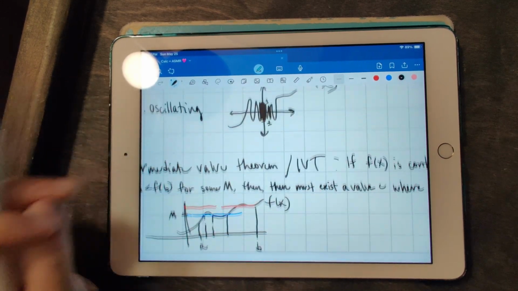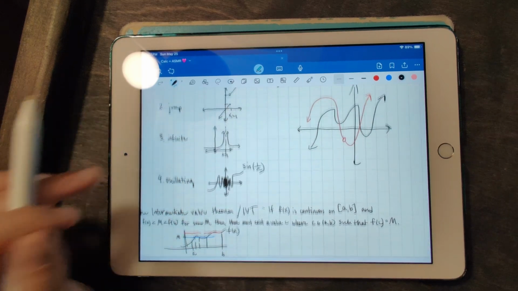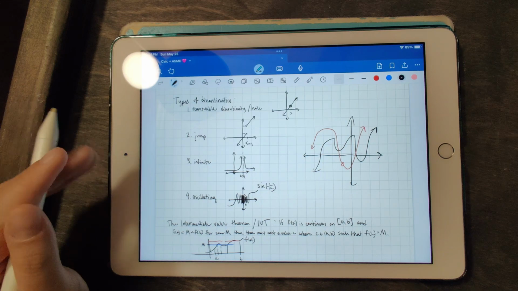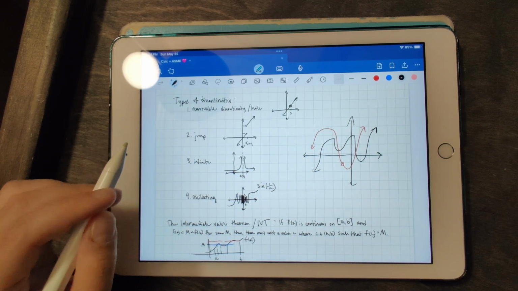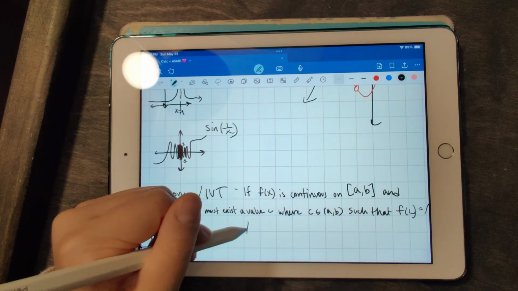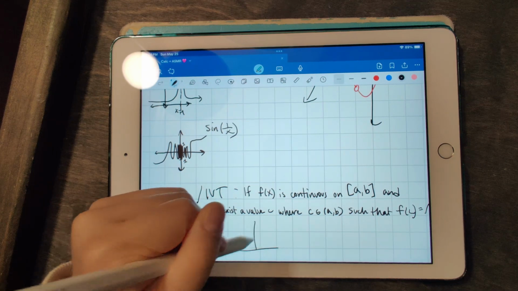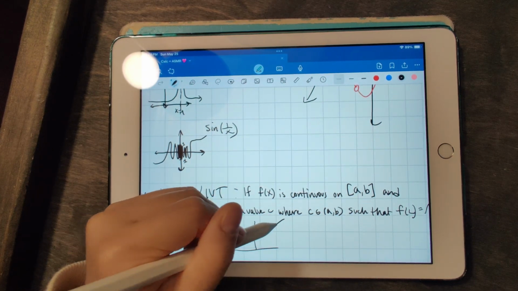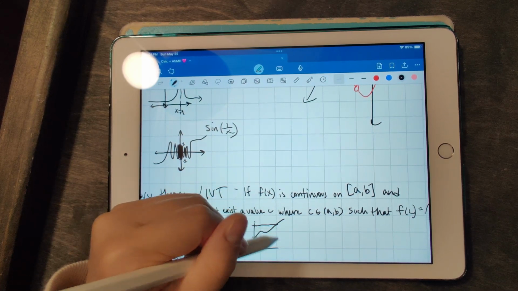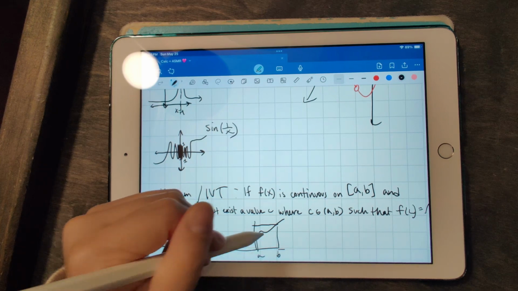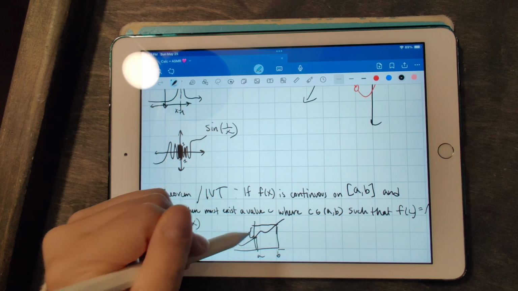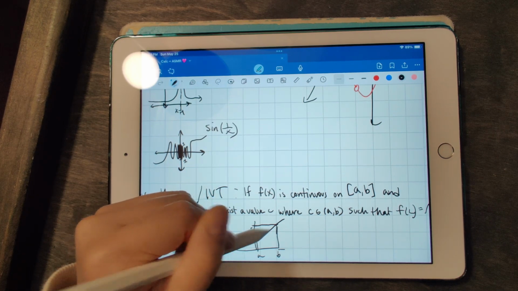Didn't mean to delete that. So this is the intermediate value theorem. Again, the definition is really complicated, but if you think about it, it's really intuitive. It's basically saying that if you have a function on a closed interval, then the function is going to hit every value between the values of the function at those endpoints.